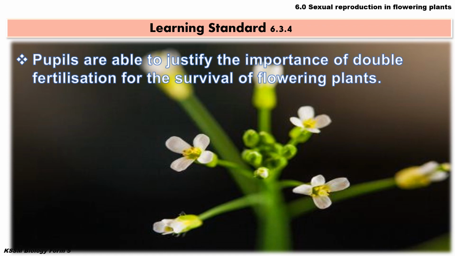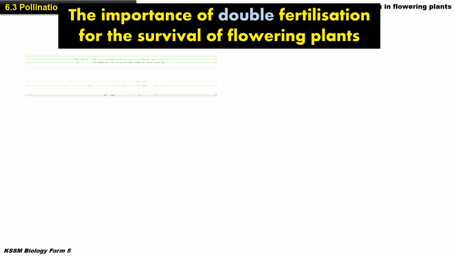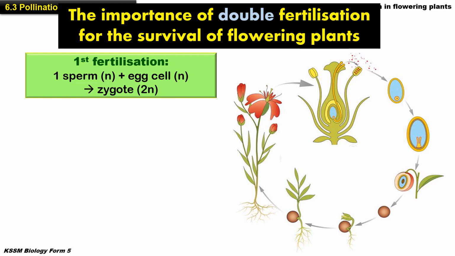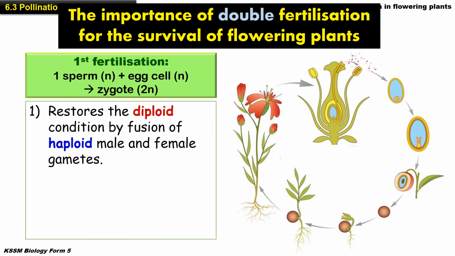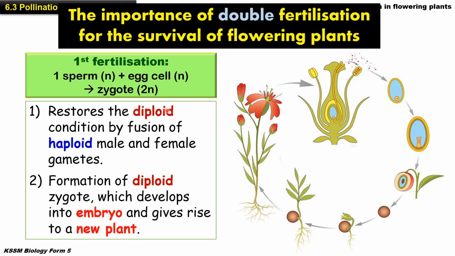The 4th learning standard, apakah importance of double fertilization for the survival of flowering plants? Okay, simple je ni. So, you tengok kat sini. For the first fertilization, actually the sperm, the male gamete, fused with the egg cell. It become zygote. So, okay, this zygote is diploid. It will be normal lah. So, it can develop to embryo and then rise up, become a new plant.